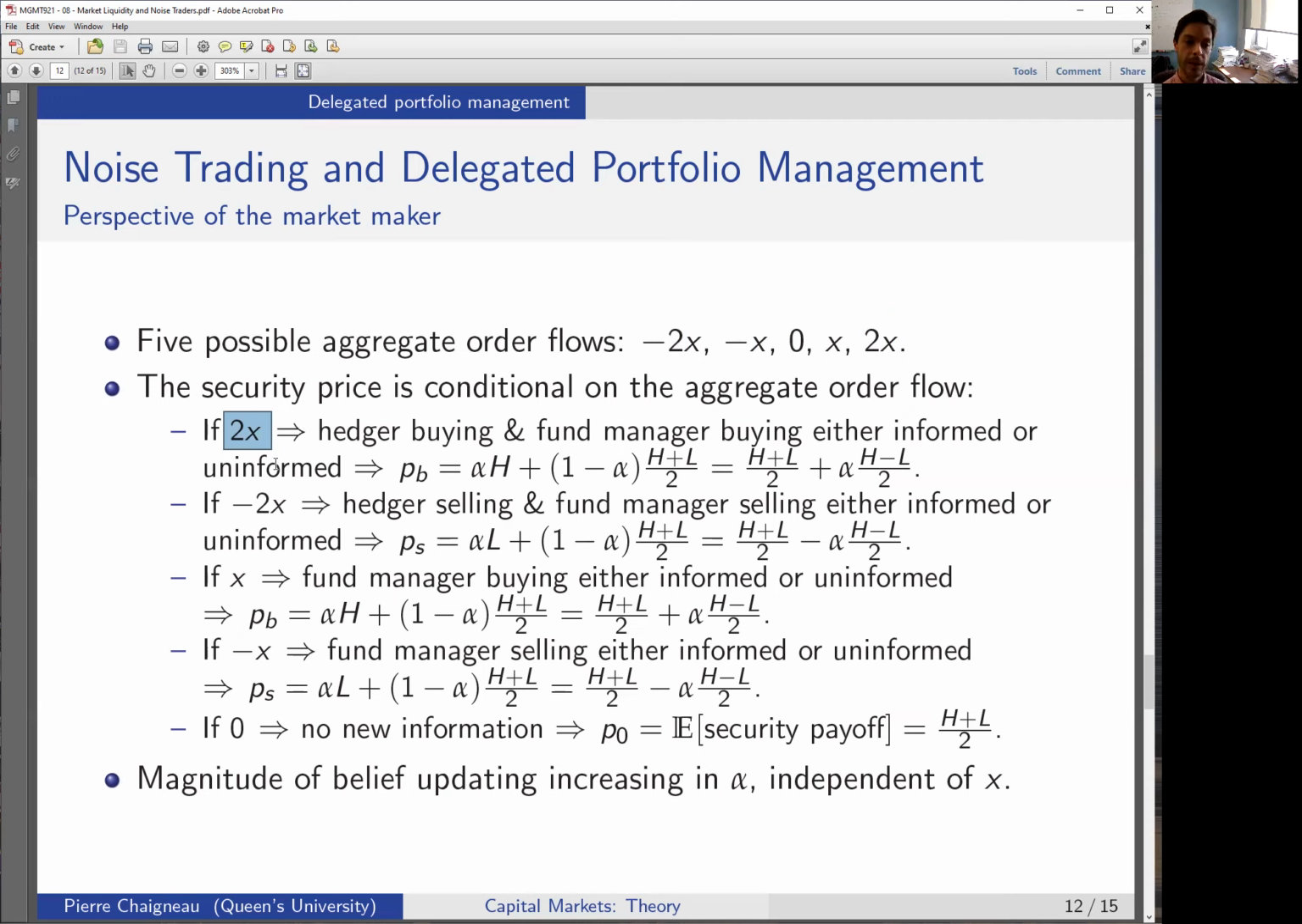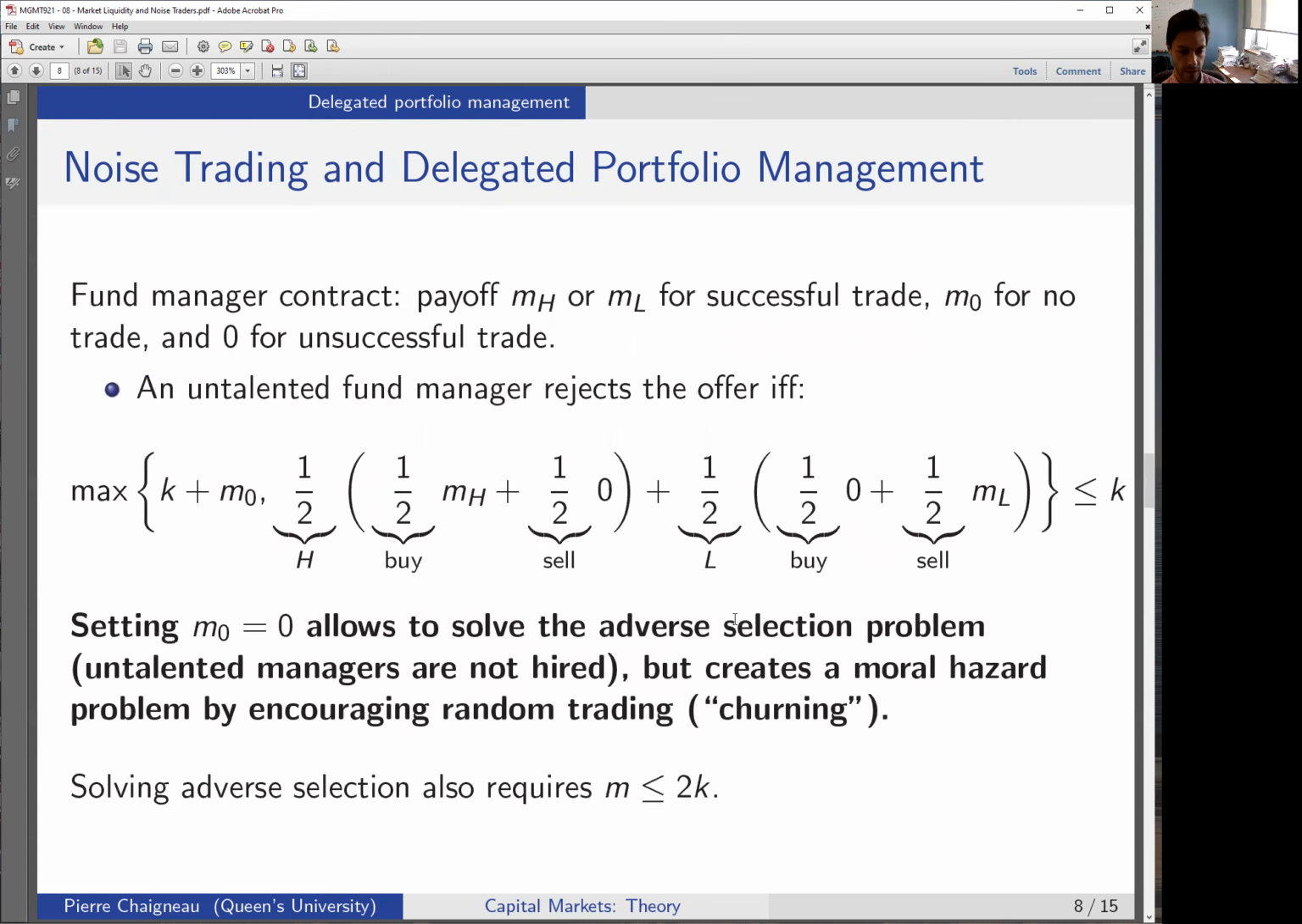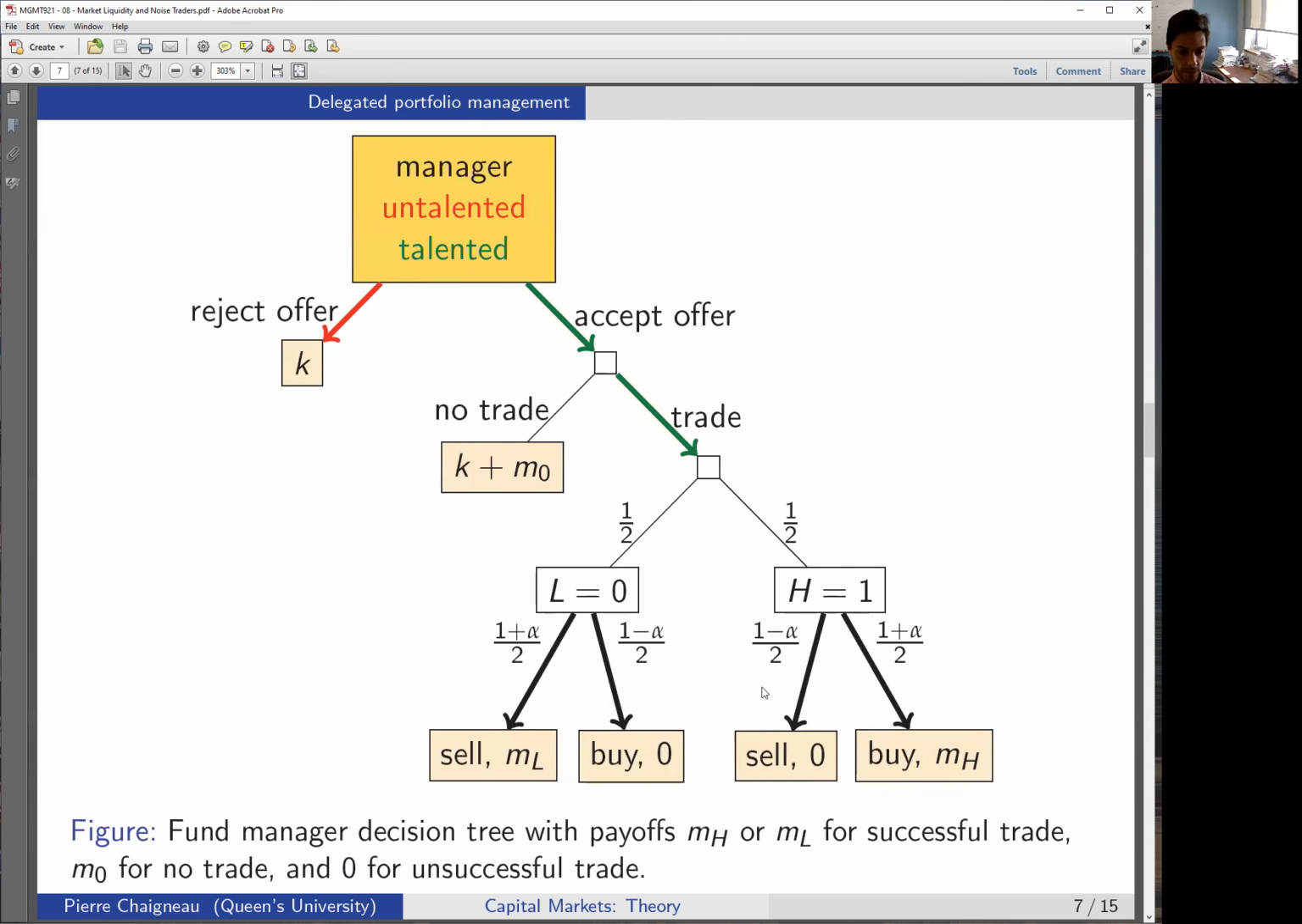But now, if the fund manager is buying, it could be because he is informed and he made the right trade, or it could be because he is uninformed. So if we go back, the informed fund manager will buy in this case when the payoff is equal to H, but the fund manager will also buy with this probability in that case when the payoff is equal to L.